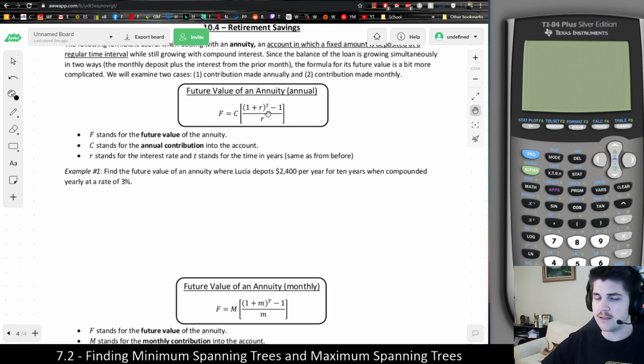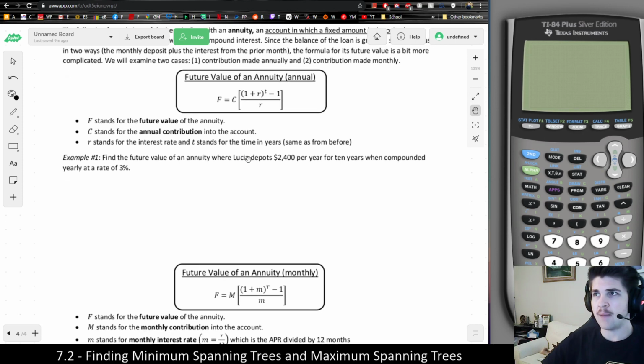I did use a little bit of different variables because I'm trying to be consistent with the variables that I used throughout the compound interest examples from 10.1 to 10.3. But basically here the F stands for the future value of the annuity. Basically, how much money will Lucia have in her retirement account after those 10 years? C stands for her annual contribution, so how much is she putting in, which is 2,400 in this case. R stands for the interest rate, and T stands for the time in years, just as they were in the last set of videos. And we have all that information.